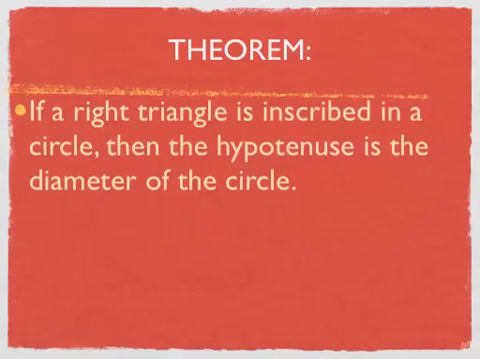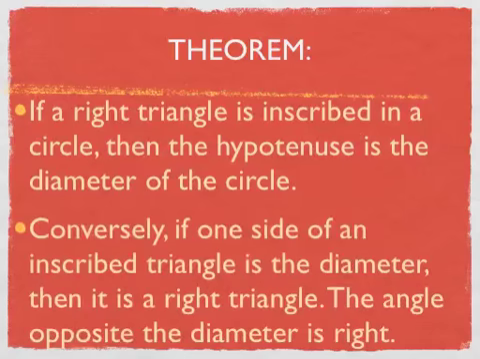The next theorem says, if a right triangle is inscribed in a circle, then the hypotenuse is the diameter of the circle. Conversely, if one side of an inscribed triangle is the diameter, then it is going to be a right triangle. The angle opposite the diameter is the right angle.